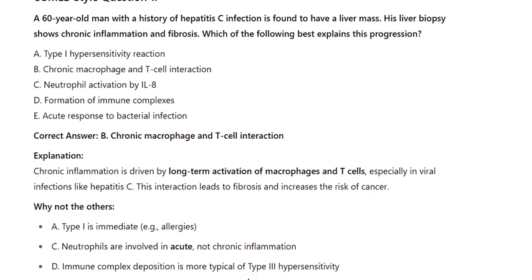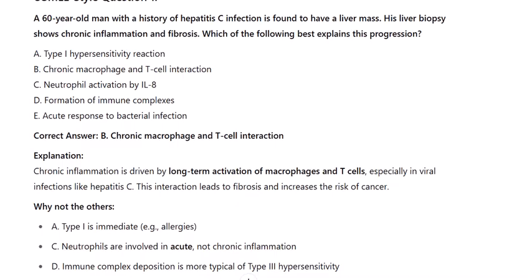USMLE style question 1. A 60-year-old man with a history of hepatitis C infection is found to have a liver mass. His liver biopsy shows chronic inflammation and fibrosis. Which of the following best explains this progression? A. Type 1 hypersensitivity reaction. B. Chronic macrophage and T-cell interaction. C. Neutrophil activation by IL-8. D. Formation of immune complexes. E. Acute response to bacterial infection.